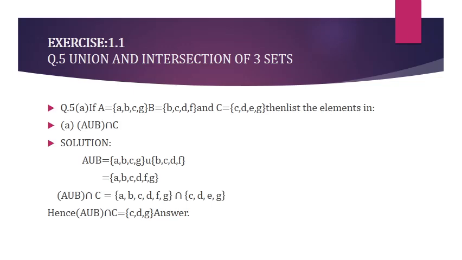Now students, we shall start question number 5. This is slightly different from the previous questions because in this question 3 sets are given to us, set A, B and C. Set A has 4 elements A, B, C, G. B has again 4 elements B, C, D, F, and set C has 4 elements C, D, E, G. Now in this question number 5, in all 4 parts, 2 operations are given.